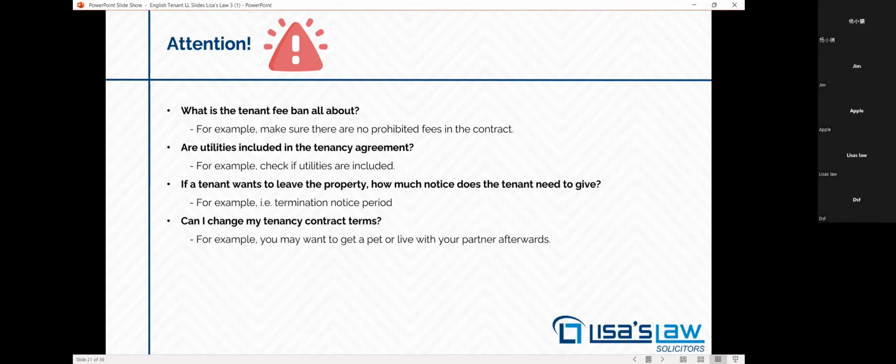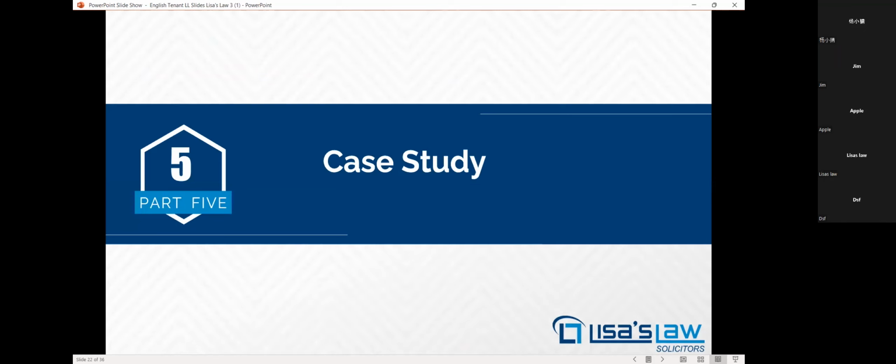So can I change my tenancy contract term? For example, you may want to have a pet to live with or a partner. This is what I mentioned just now. So after what I've said, I would like to bring to your attention the common problems that we usually get from our clients.